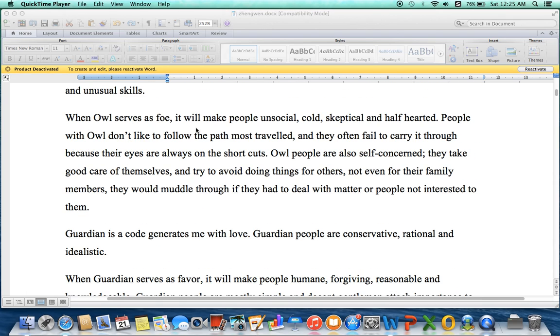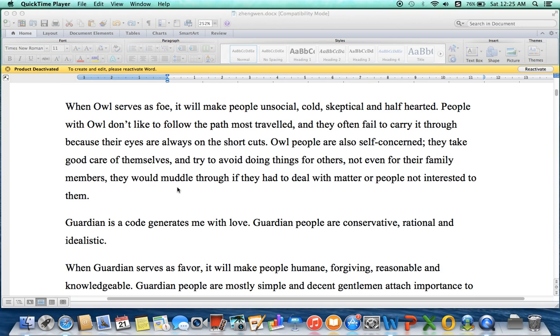And when owl serves as foe, the bad thing about it is antisocial, cold, skeptical, and half-hearted. That means they often fail to carry through when they are doing things, because they always want to take shortcuts, and they are self-concerned. They don't concern themselves about other people. They take good care of themselves, but try to avoid doing things for others, and not even for their family members. And well, if they have to do things for others, they will mumble it through.